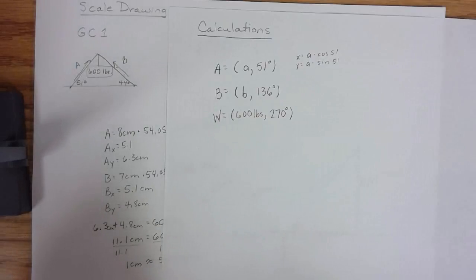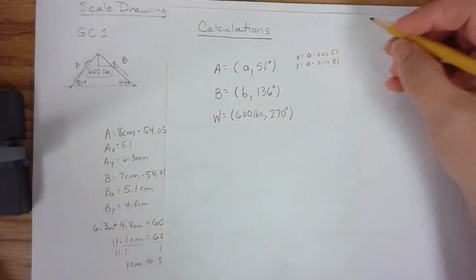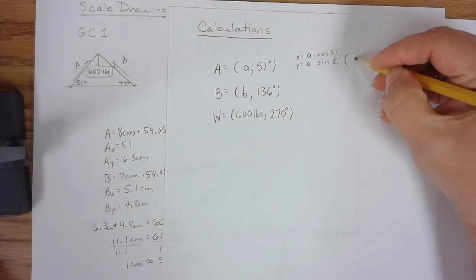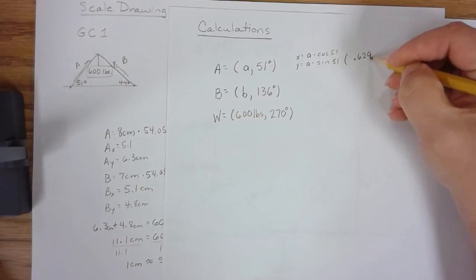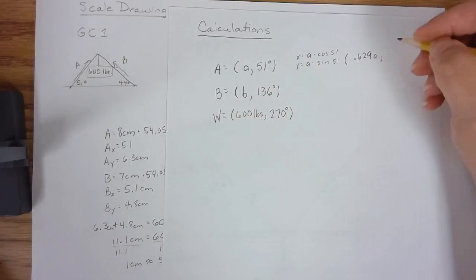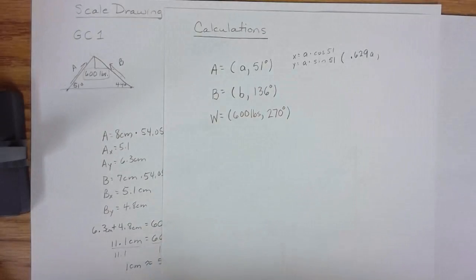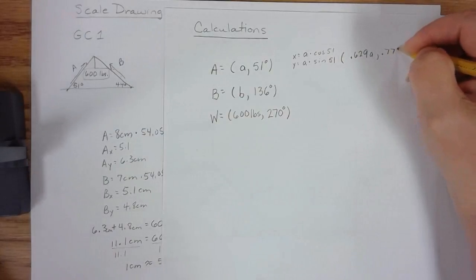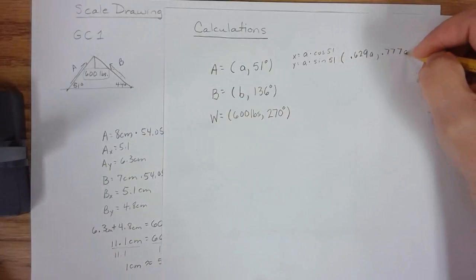Make sure your calculator is in degree mode, since we're using degree measures and not radian measures. So the cosine of 51, we'll go at least 3 decimal places. The cosine of 51 is 0.629, and if I multiply it times A, I just get 0.629A. And then I'm going to do the sine of that 51 degrees, and I get 0.777A.